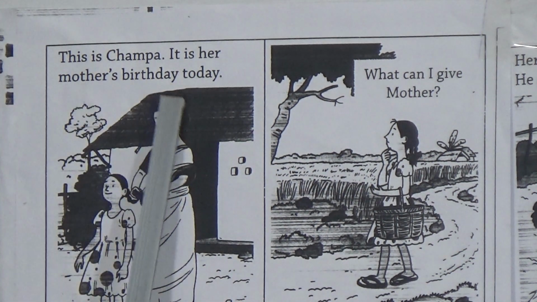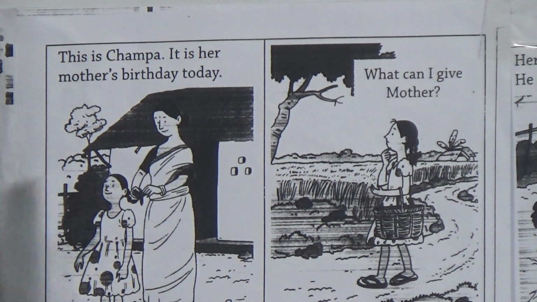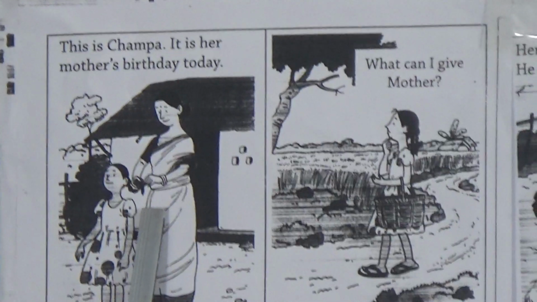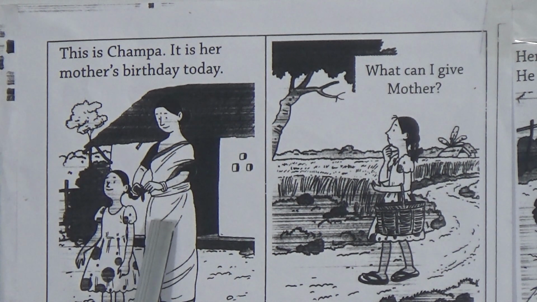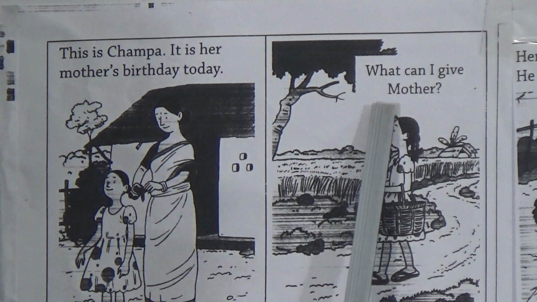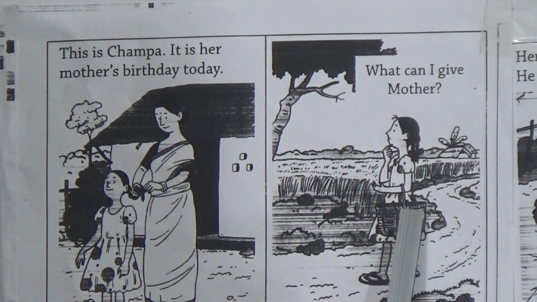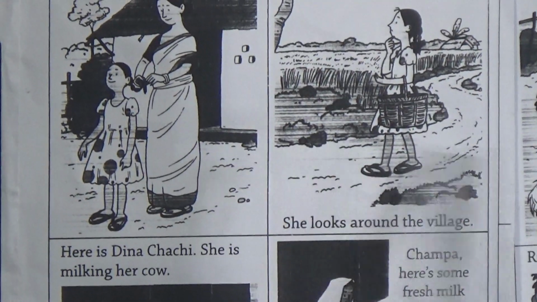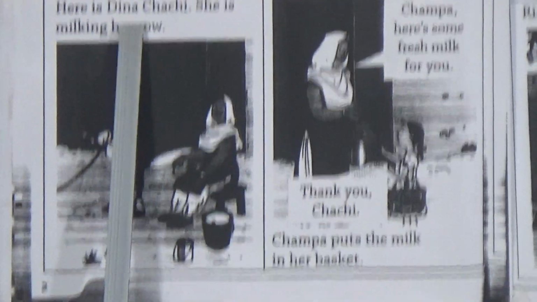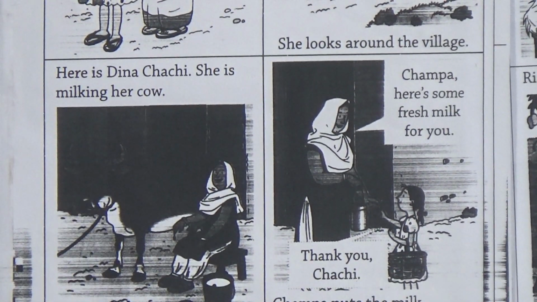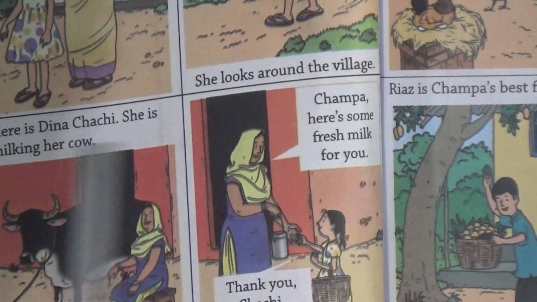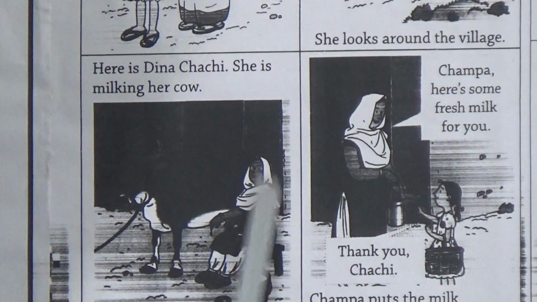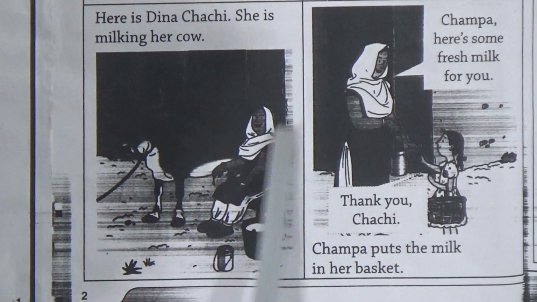So this is Champa. So who is Champa? This is our character, the central character is Champa. It is her mother's birthday today. So if I ask whose mother's birthday is today, Champa's mother's birthday is today. What can I give mother? Champa is thinking. She looks around the village. Around means surroundings. Okay? So, where is Dina Chachi? She's milking her cow. If I show you the book, this is Dina Chachi and she's milking her cow.